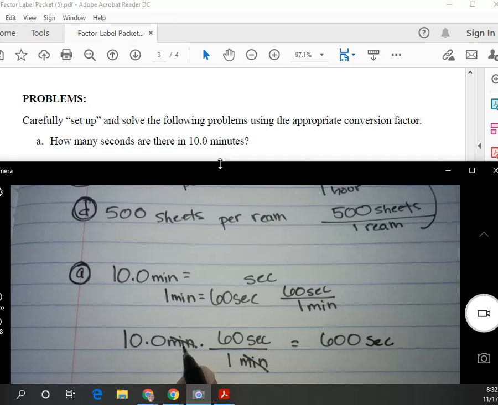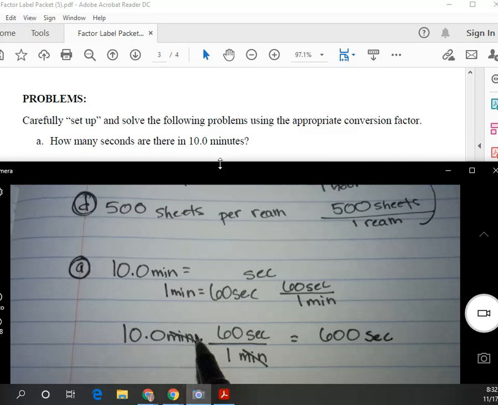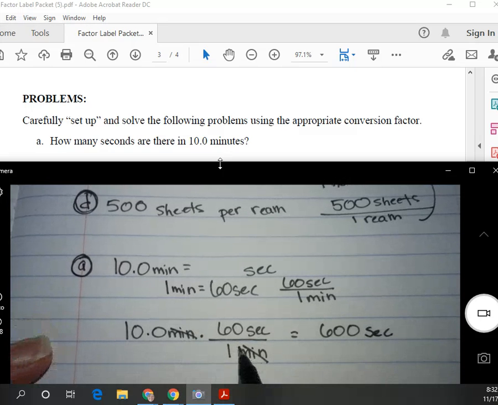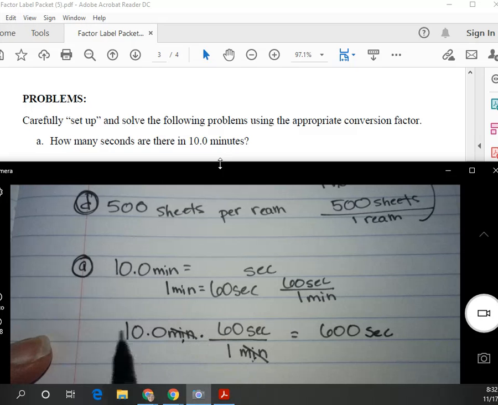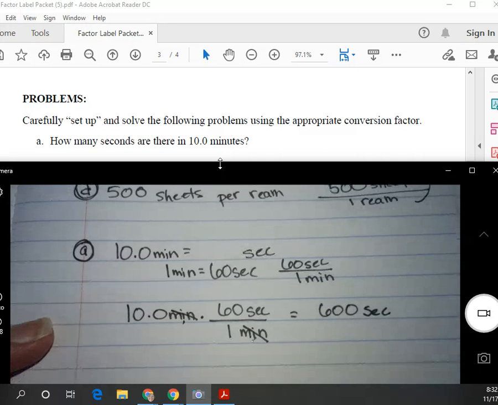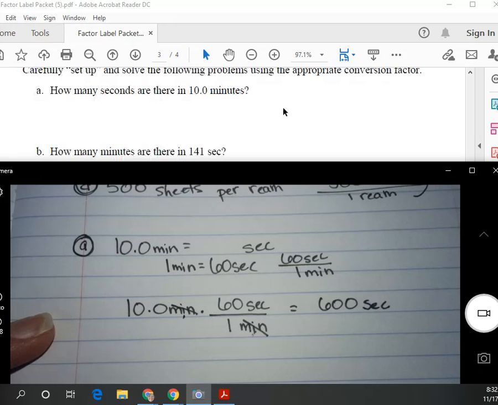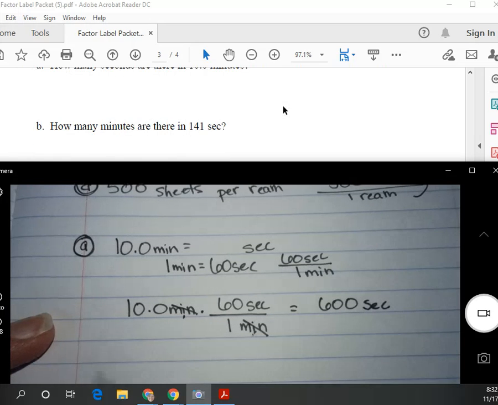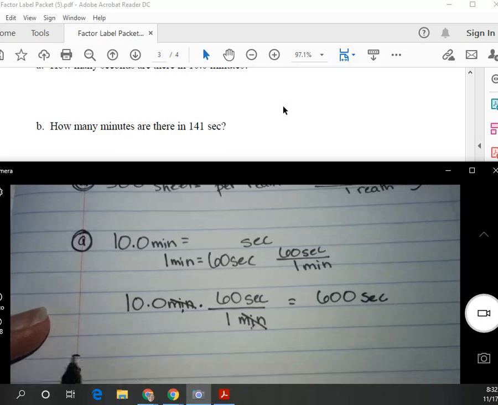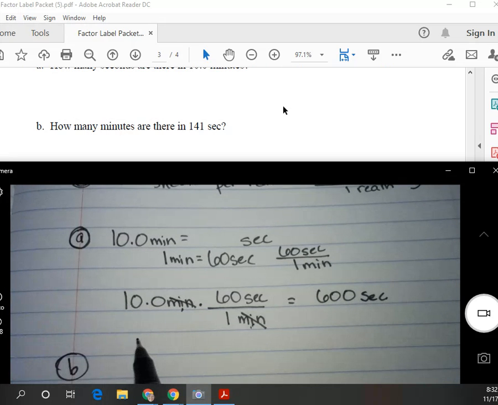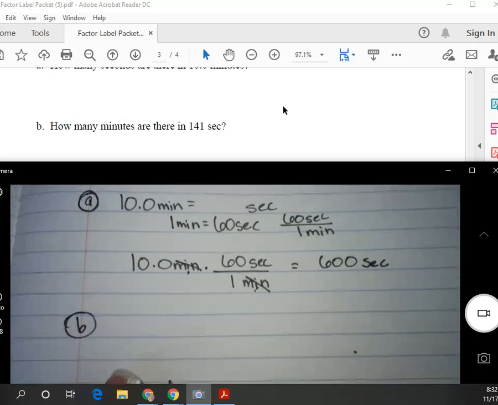Okay. Let's go on to the next example and we'll go a little bit more in depth, but the units are what you're trying to fuss with in these factor label problems. As we get to higher, bigger and better math, that's going to be critical. So let's look at B. How many minutes are there in 141 seconds? So they flip it on us.